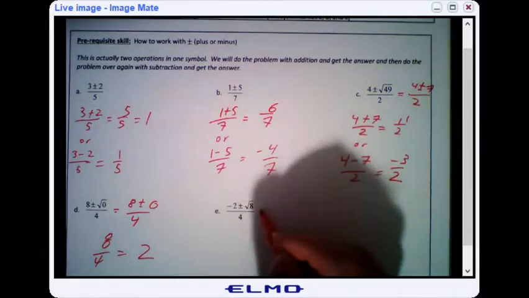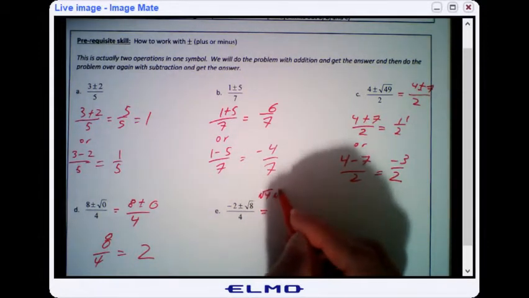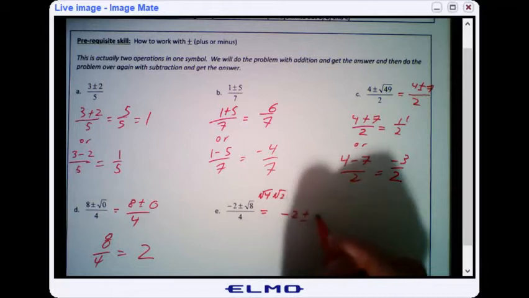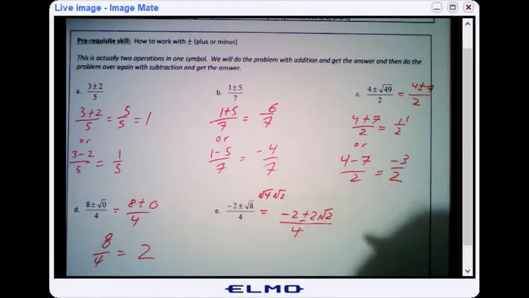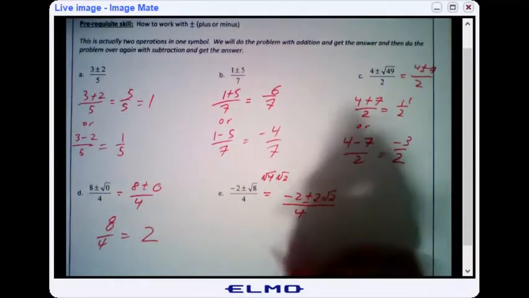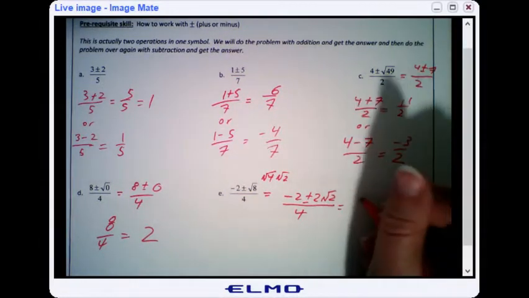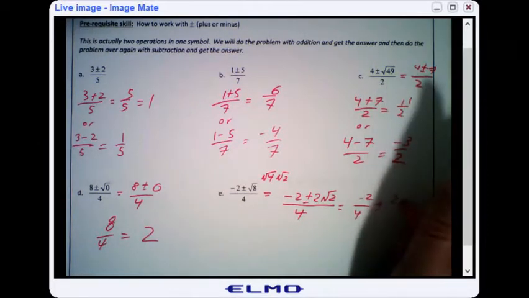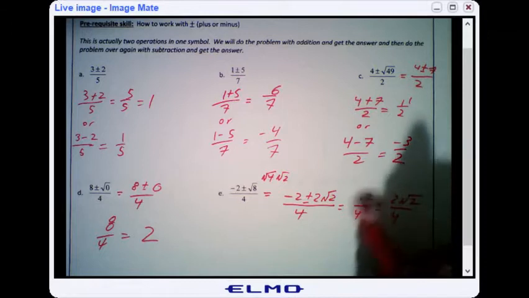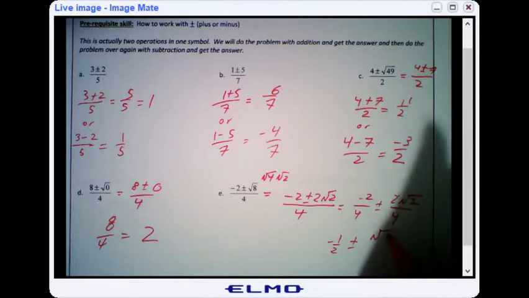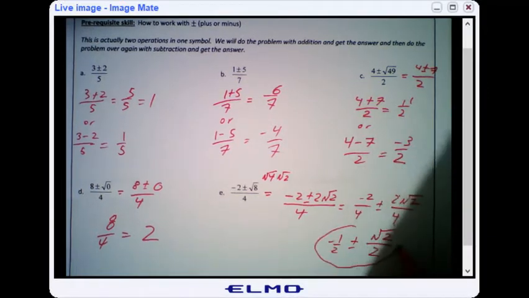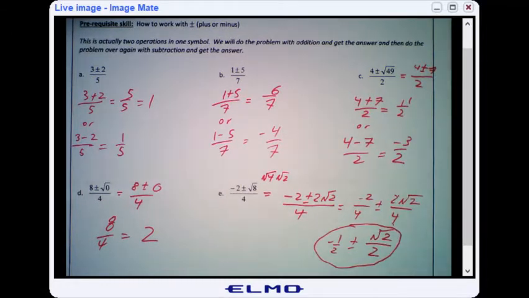So again, I'm going to simplify the square root. So the square root of 8 can be broken into square root of 4 times the square root of 2. So I'll have negative 2 plus or minus square root of 4 is 2, square root of 2 all over 4. And then I can simplify each of these. When I do that, I'll have negative 2 over 4 plus or minus 2 square root of 2 over 4. Negative 2 over 4 is negative 1/2. Plus or minus 2 divided by 4 is 1/2. So square root of 2 over 2. We can't actually add or subtract these because the square root of 2 is irrational.